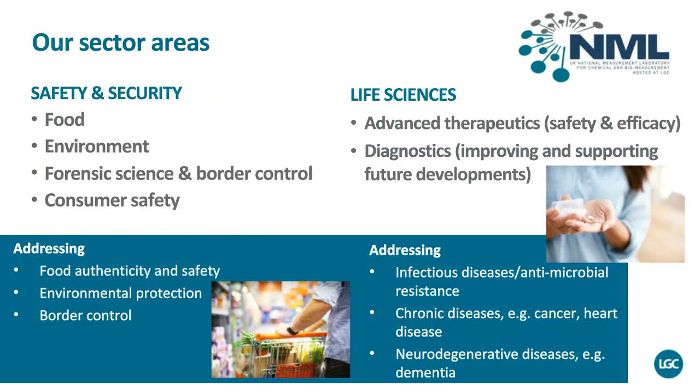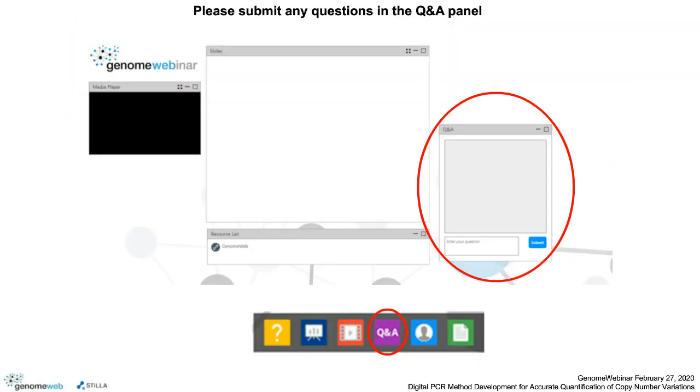So I work in the molecular and cell biology division, and we look at a number of sector areas. So we look at food and the environment. So we look at food authenticity and safety in this context. But a lot of the work we do in my particular group is advanced therapeutics. So we're looking at diagnostics.